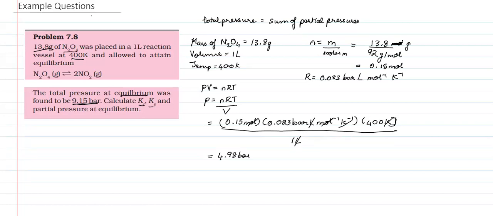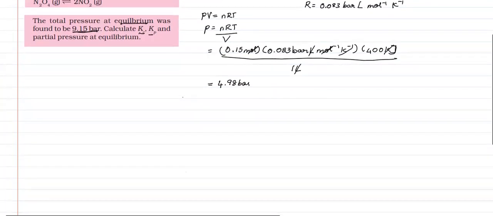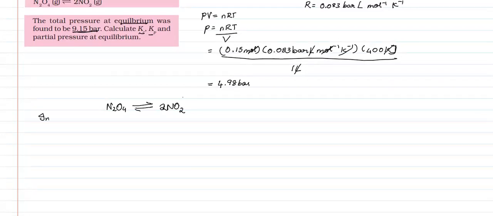So we calculated the initial pressure of the reaction from the mass of the reactant, the volume, and the temperature the reaction is at. Let's write down the chemical reaction over here. N2O4 is in equilibrium with 2NO2. So the initial pressure is 4.98 for N2O4 and it'll be 0 for NO2.